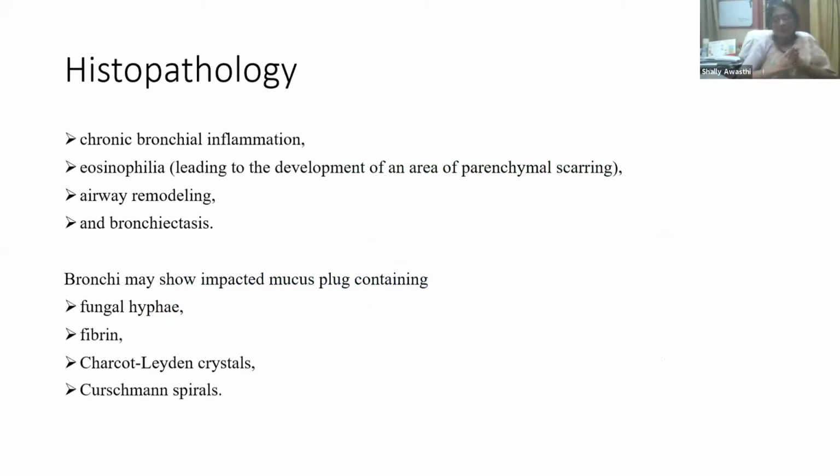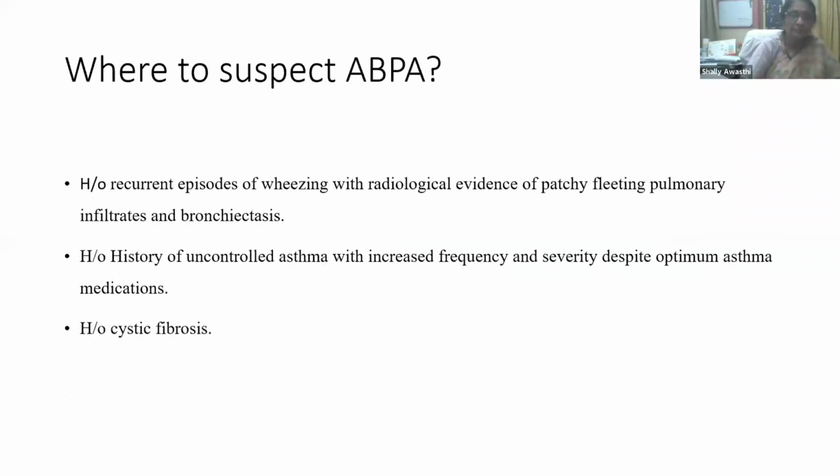So what happens when this happens? There is chronic bronchial inflammation. There's eosinophilia leading to areas of parenchymal scarring, remodeling of airways, and ultimately bronchiectasis. Now, if you do a bronchoscopy or a radiological investigation, you will see impacted mucus plugs, and on histopathology, there will be fungal hyphae, fibrin, Charcot-Leyden crystals, and Curschmann spirals. So when do you suspect ABPA?